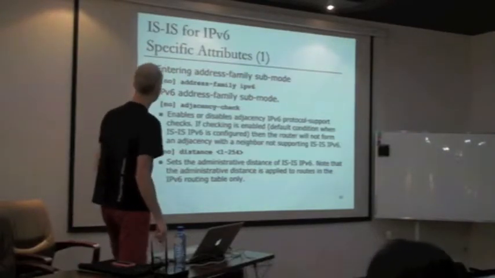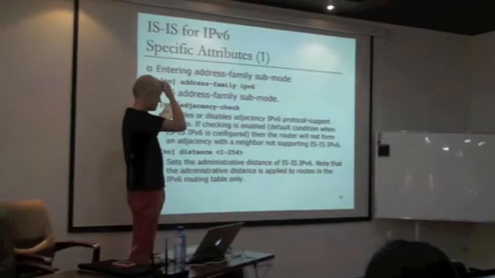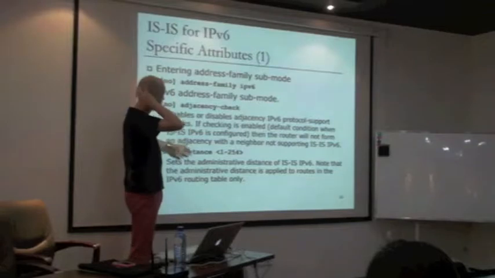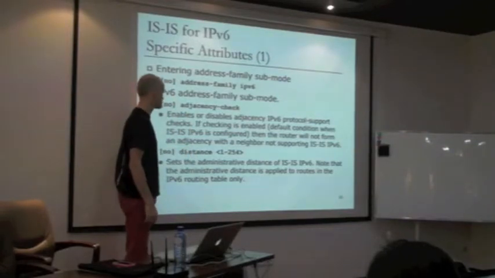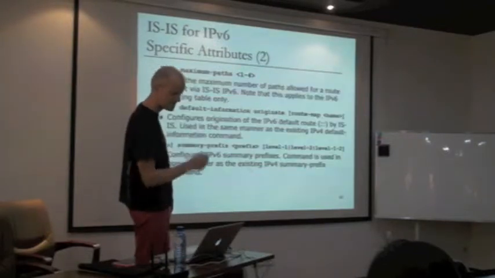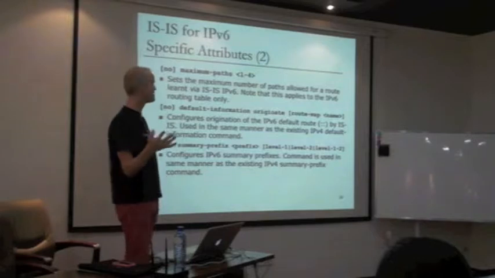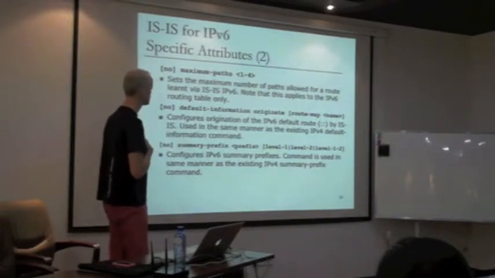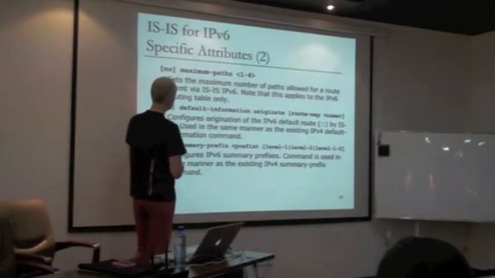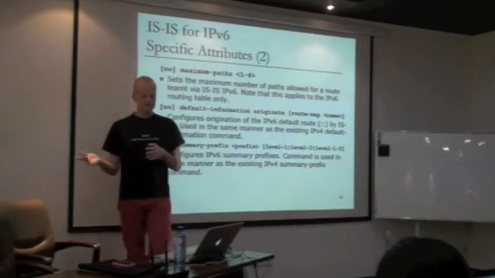Specific attributes, well, we've got the address family. There's the adjacency check I told you about. Don't use this. You can change the protocol distance for ISIS as well if you want to. There's no real need to do that ever. Maximum paths, if you want to do load balancing over parallel links, you can use that. We won't do it in the network. Default information originate, if you want to introduce a default route into the network.